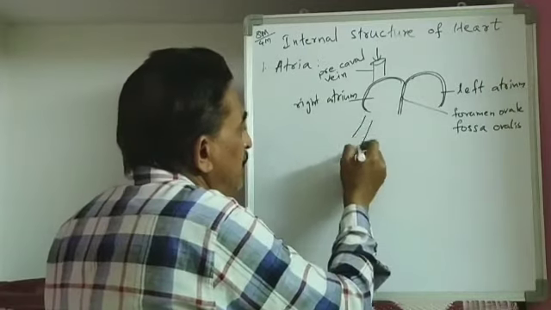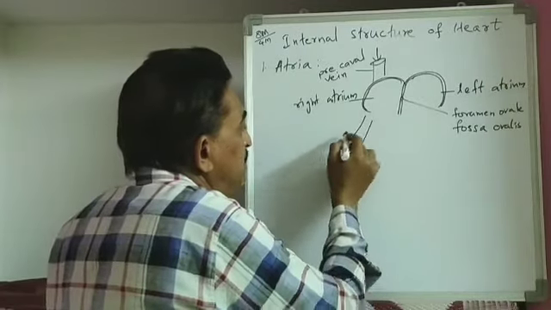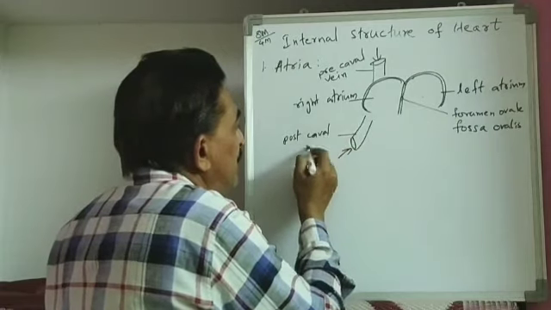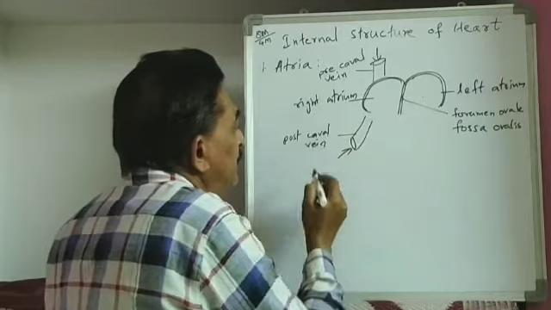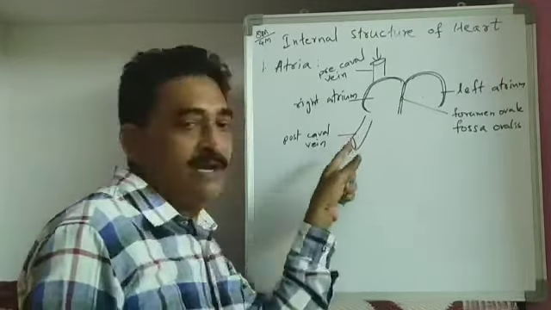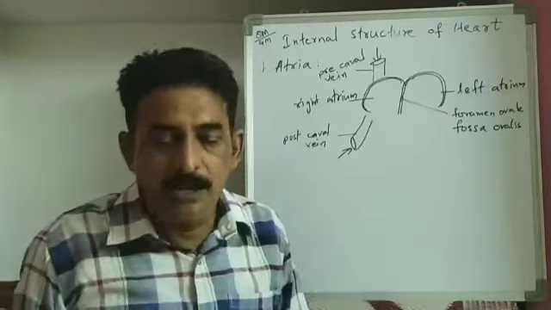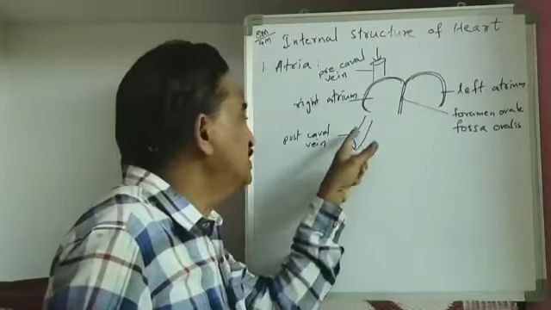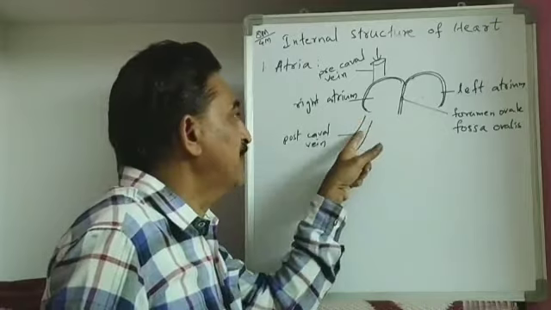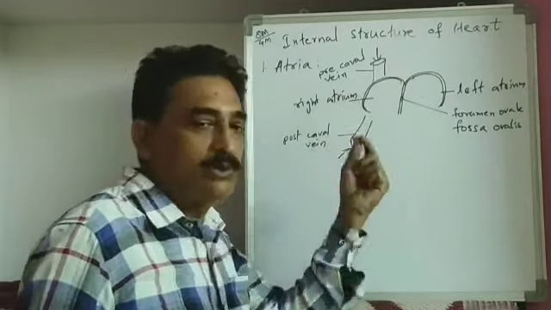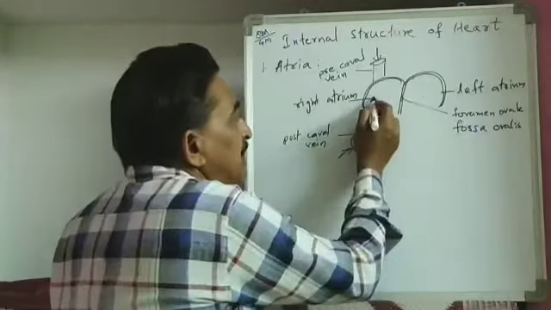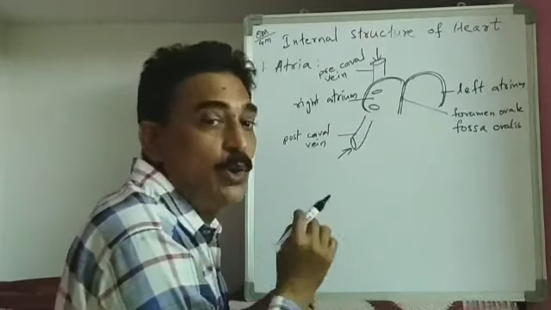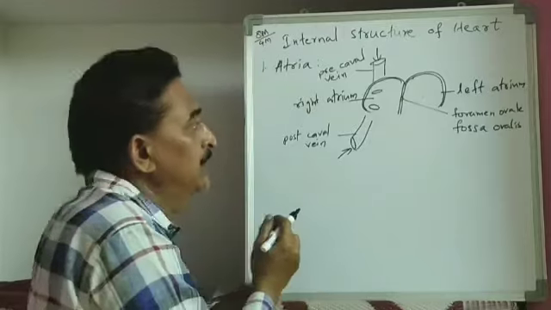And one more, this is postcaval vein. Postcaval vein receives blood from the legs, trunk and other parts of the body. This postcaval vein and precaval vein both open into the right atrium by separate pores, separate holes.